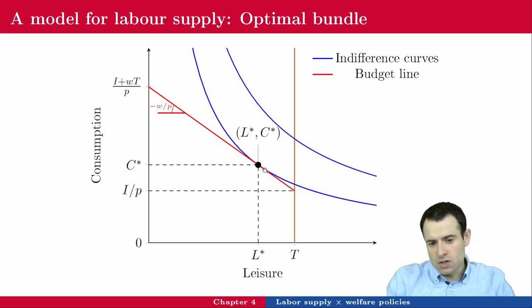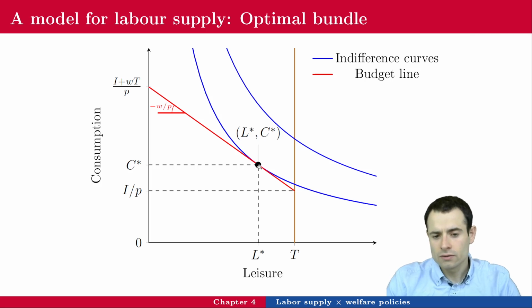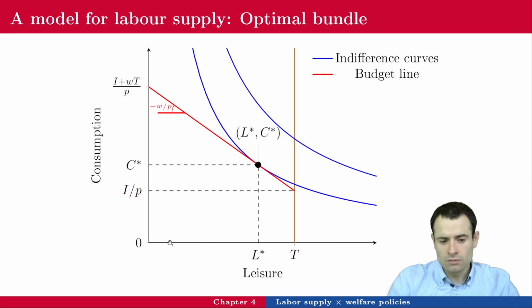The highest indifference curve here is located at the tangency point between the budget line and the indifference curve. Here, the indifference curve touches the budget line at only one point, and any indifference curve above this one would be unaffordable. Any indifference curve below would be affordable, but we can do higher here. L star, C star will be the optimal bundle of the agent, where his amount of leisure is equal to L star, this length here. And the amount he is going to work will be the complement, T minus L star, here. And C star will be the level of consumption.